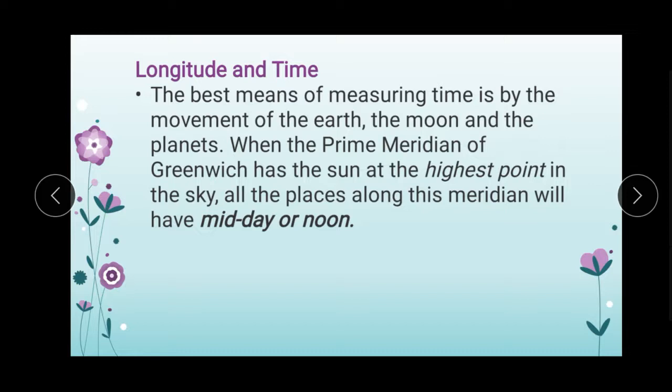When the prime meridian of Greenwich has the sun at the highest point in the sky, all the places along this meridian will have midday or noon. When at the prime meridian of Greenwich the sun is at the highest point in the sky, then what will happen? All the places along that meridian will also have midday or noon. Okay, children?